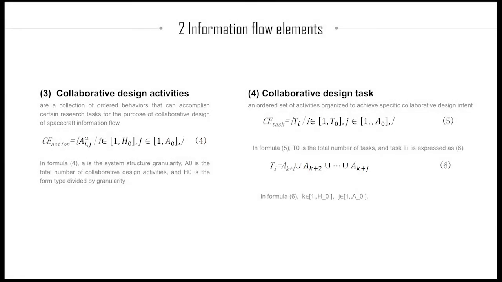Third is collaborative design activities. It is a collection of ordered behaviors that can accomplish certain research tasks for the purpose of collaborative design of spacecraft information flow, as shown in Formula 4. The fourth is collaborative design task. It is an ordered set of activities organized to achieve specific collaborative design intent, as shown in Formula 5 and 6.